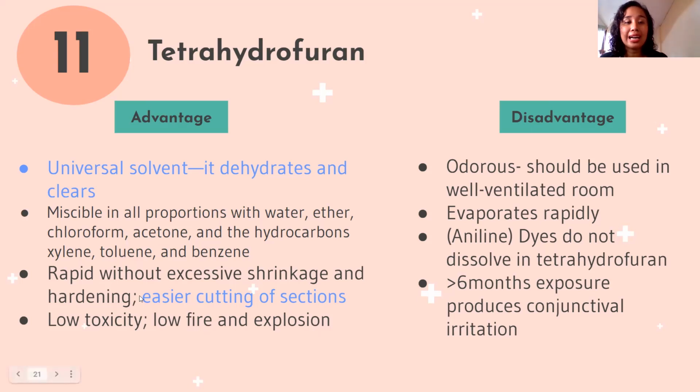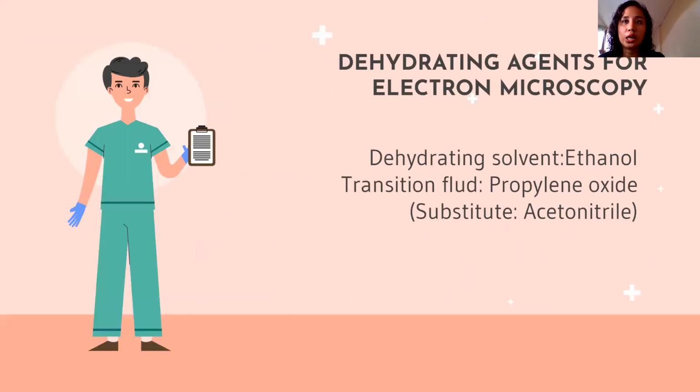So, unlike dioxane class, it's easier to cut sections and ribbons. Low toxicity. It's odorous. So, use a fume hood. Aniline dyes are immiscible to tetrahydrofuran. And guys, if you are exposed to this for more than 6 months, it could cause conjunctival irritation. Pwede kang magka-sore eyes.